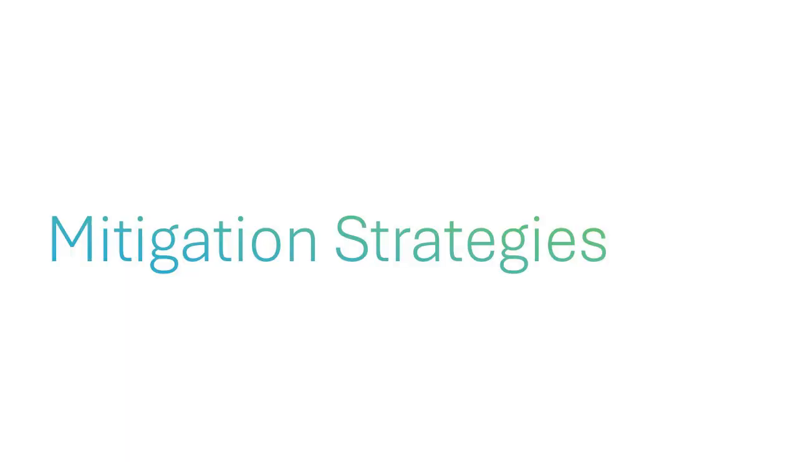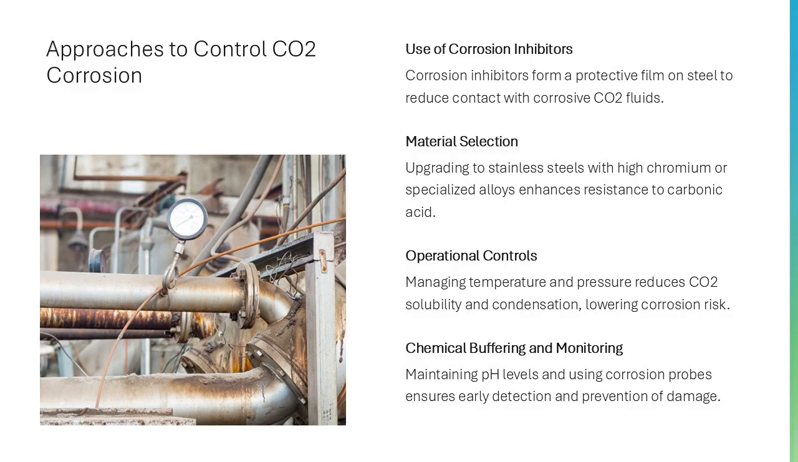Mitigation strategies, approaches to control CO2 corrosion. Mitigating CO2 corrosion requires a combination of material selection, operational adjustments, and chemical treatments. One of the most effective strategies is the use of corrosion inhibitors, which are injected into the system to form a protective film on steel surfaces, reducing direct contact with corrosive fluids.